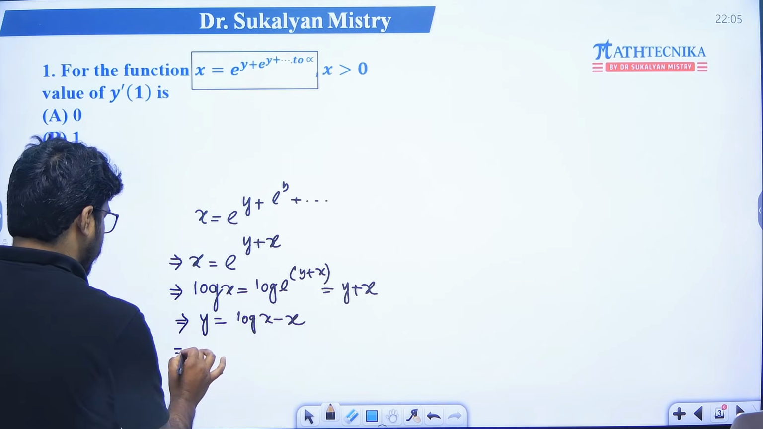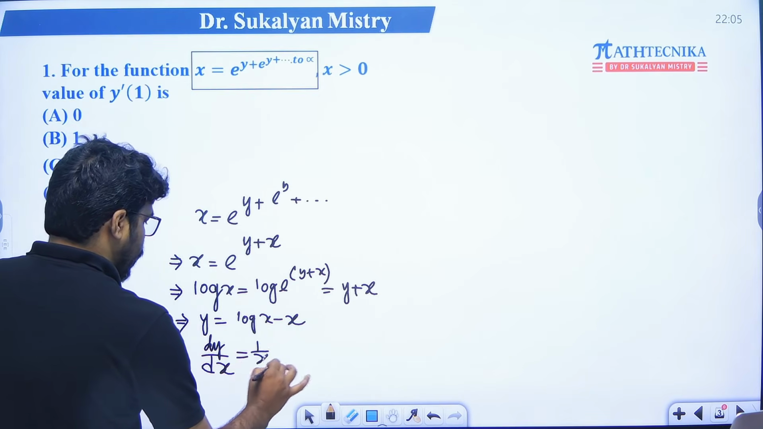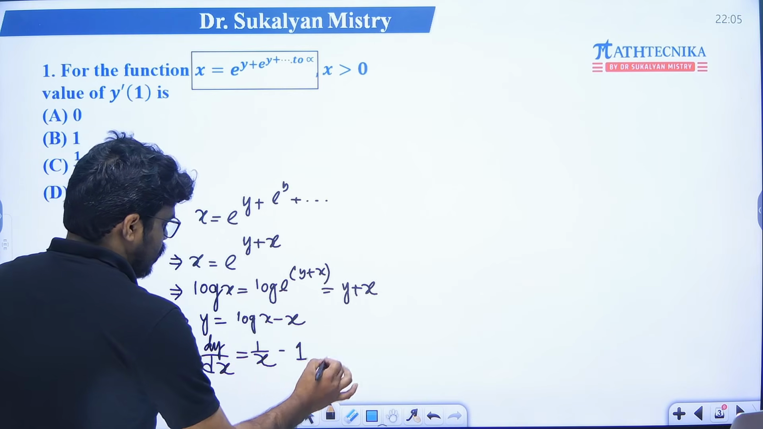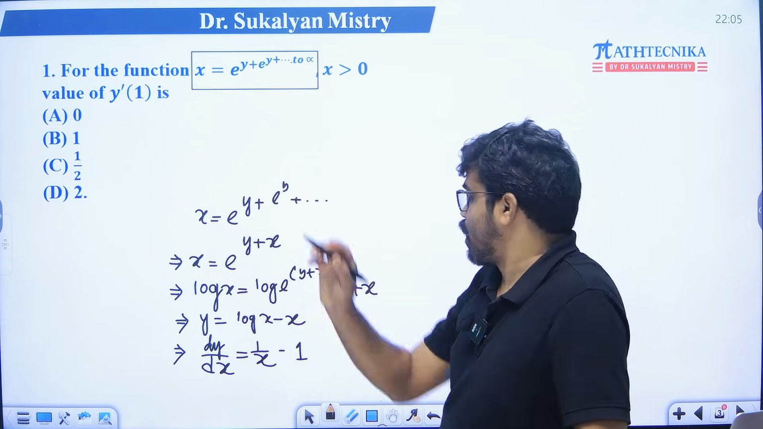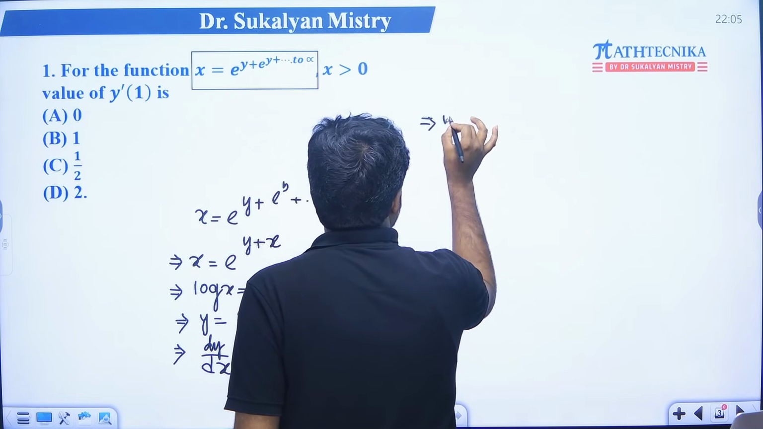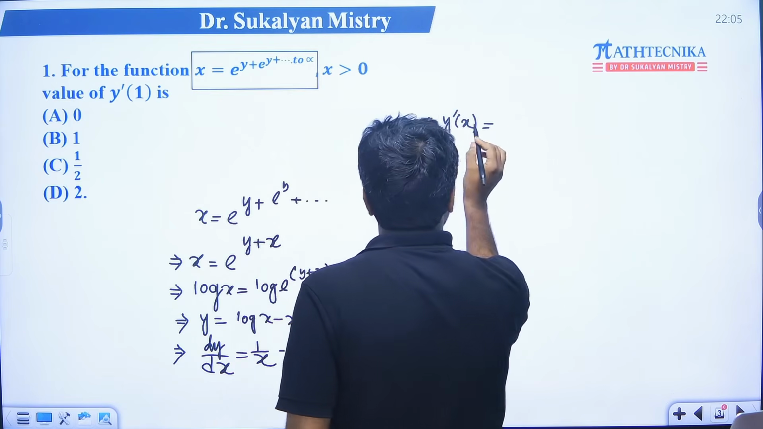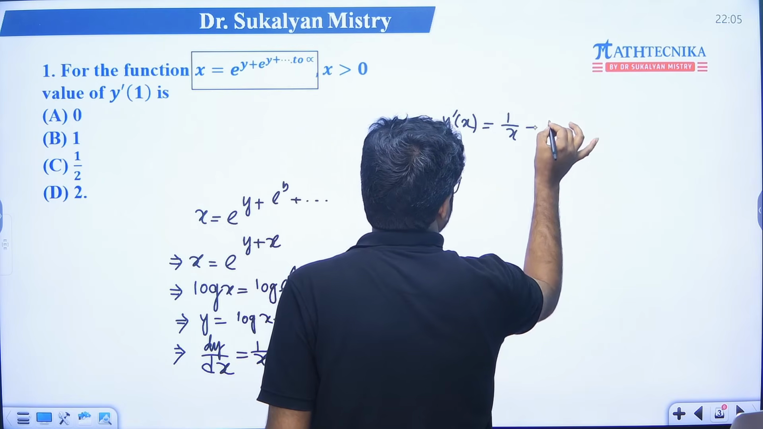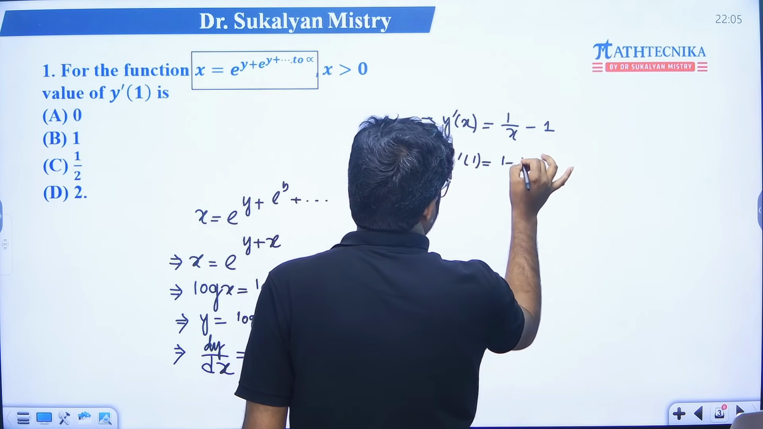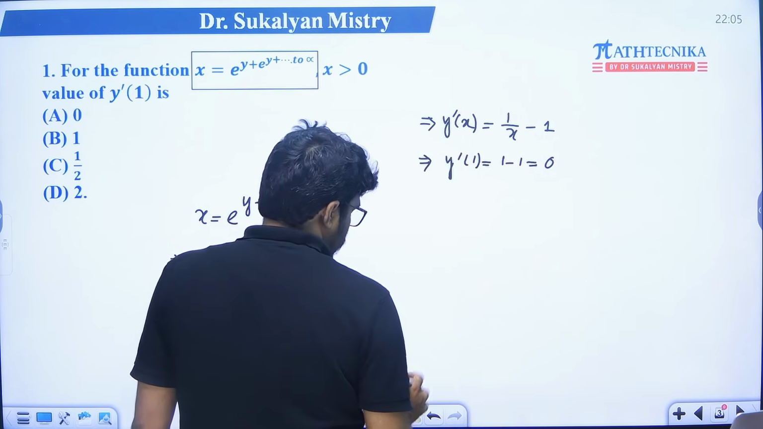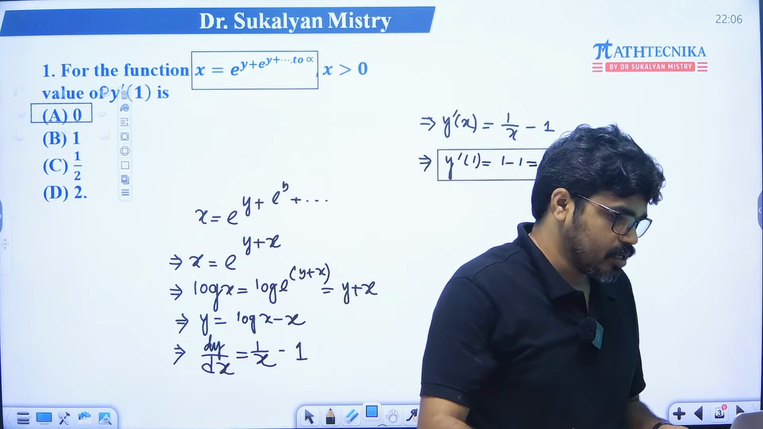Now differentiating this, dy/dx, that is y dashed x, is 1 by x minus 1. Clear? We have to calculate y dashed 1, so just put x is equal to 1. So y dashed 1 is 1 minus 1, that is 0. So which option is correct? Option A is the correct answer. Okay, clear? Very good.